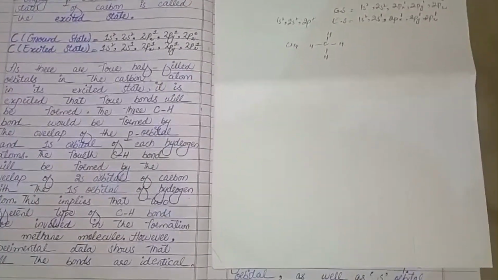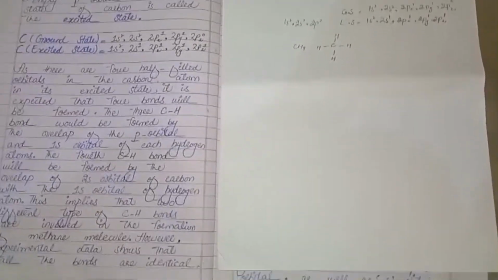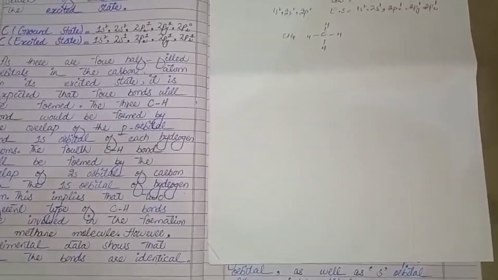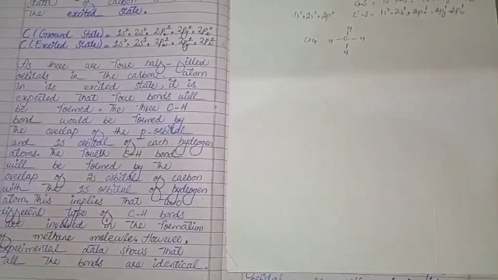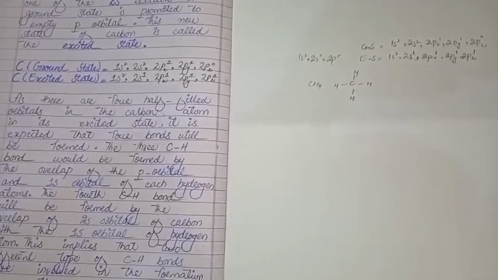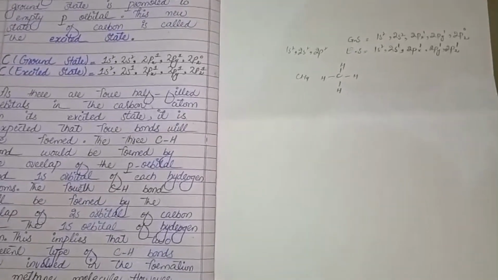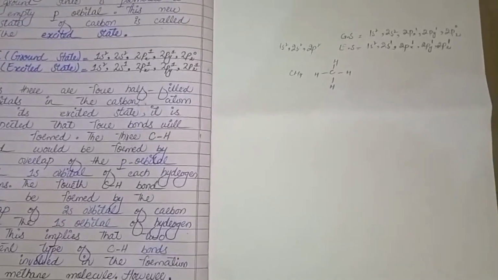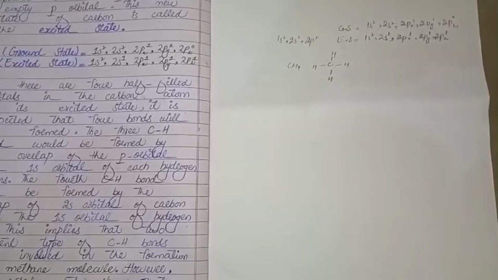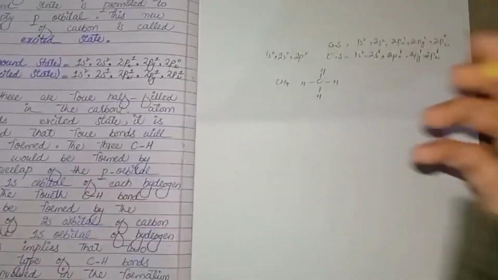One orbital is s and 3 orbitals are p. They have different shapes and different energies, so the bonds formed should not be identical. However, in methane, all 4 carbon-hydrogen bonds are identical. The bond angles are 109.5 degrees and the shape of the molecule is tetrahedral.